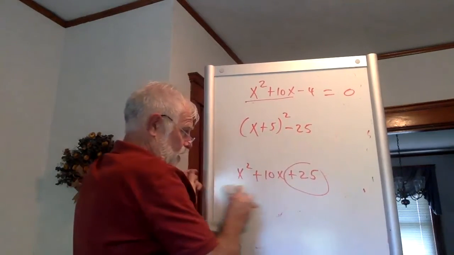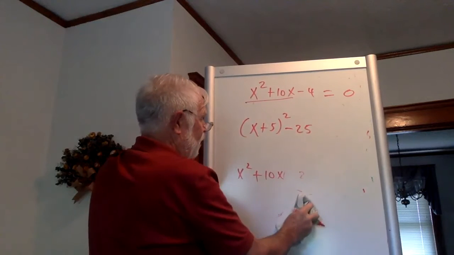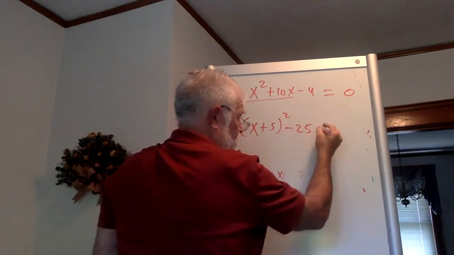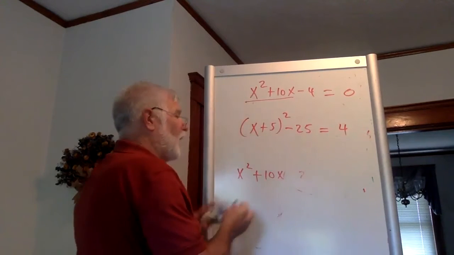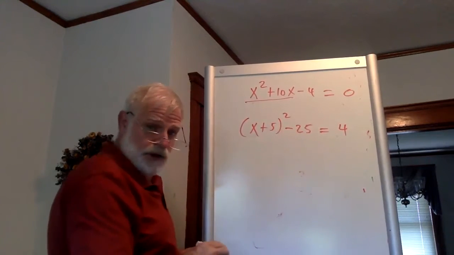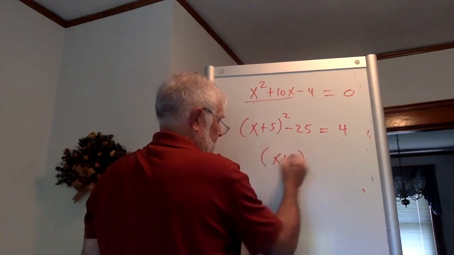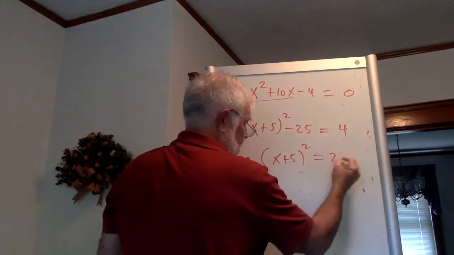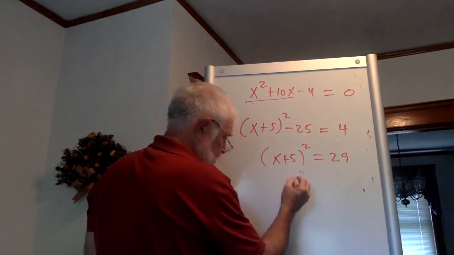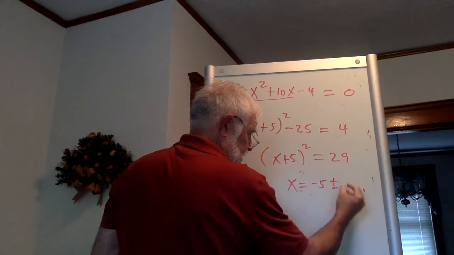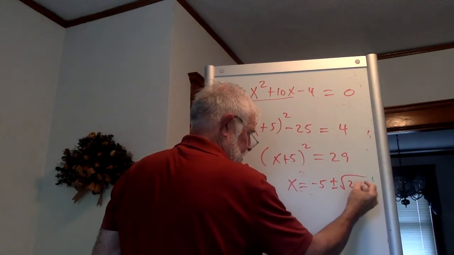It's now gone, and now I've created those first two terms. Why don't we move the 4 to the other side? I think I can isolate this pretty quickly. So (x plus 5) squared equals 29. Therefore, let's cut to the chase. x equals minus 5 plus or minus the square root of 29.